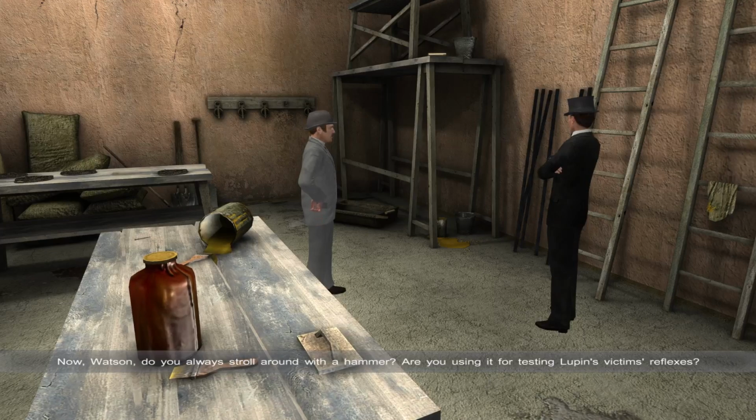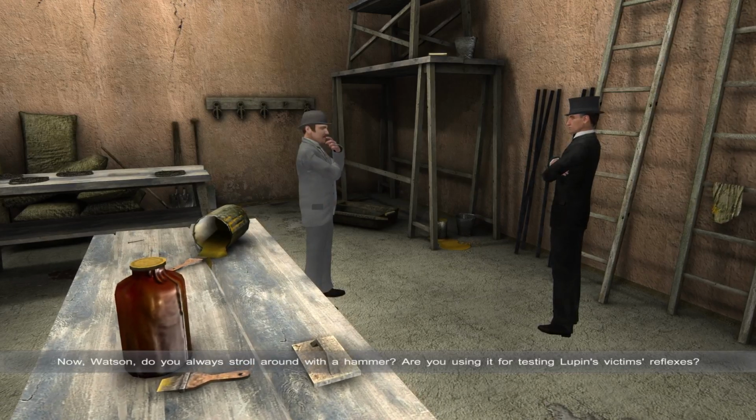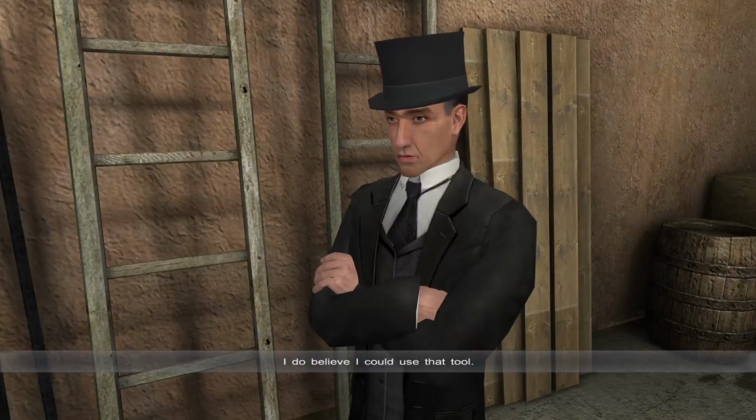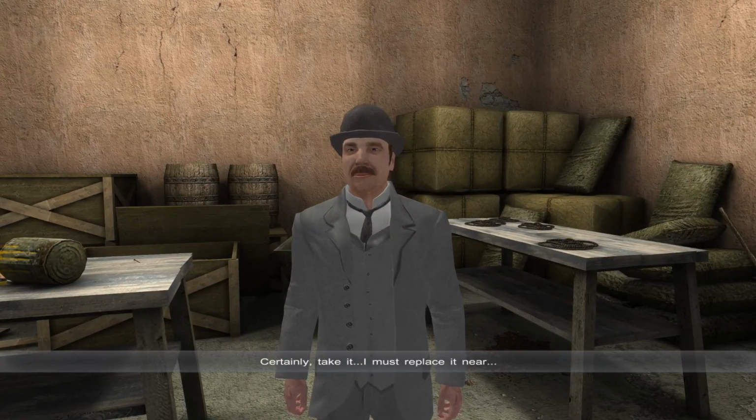Oh, now, Watson, do you always stroll around with a hammer? Are you using it for testing Lupin's victims' reflexes? No, Holmes. It's just... I do believe I could use that tool. Certainly, take it. I must replace it near... Later, Watson.